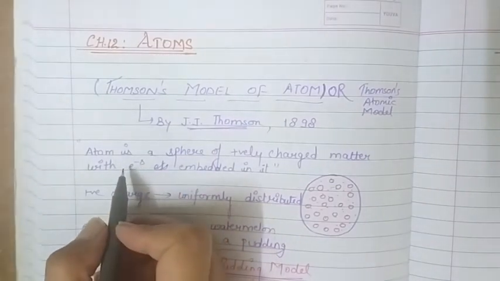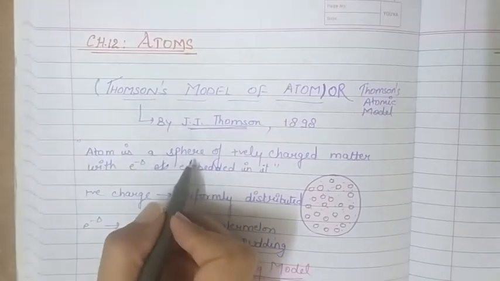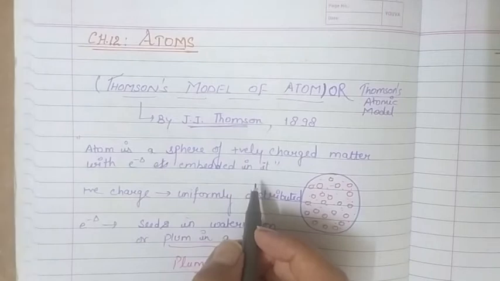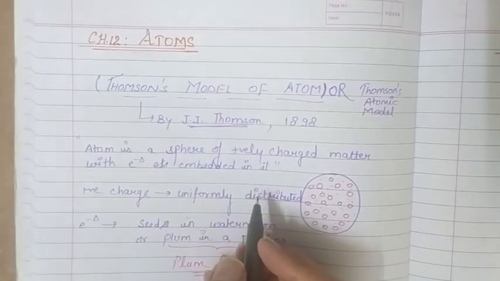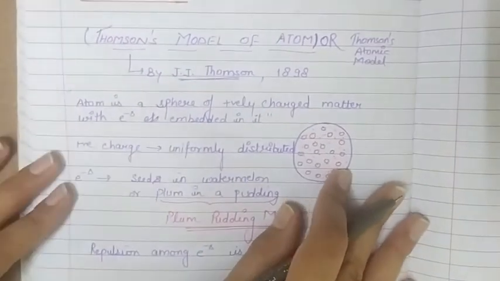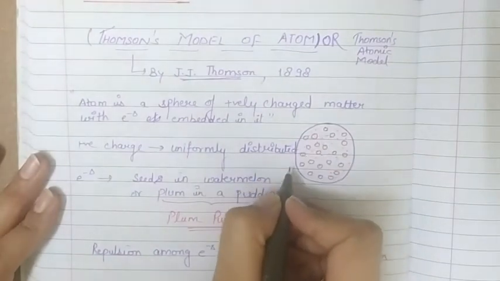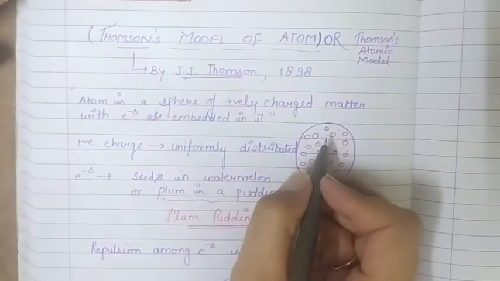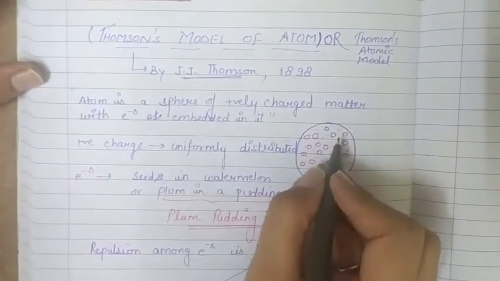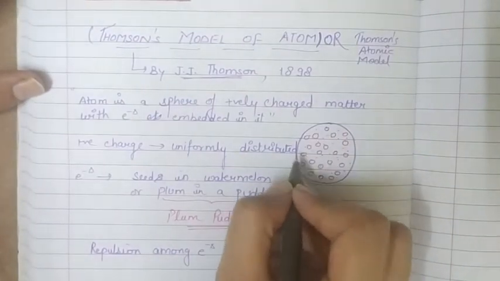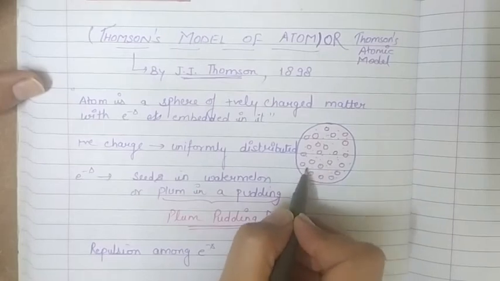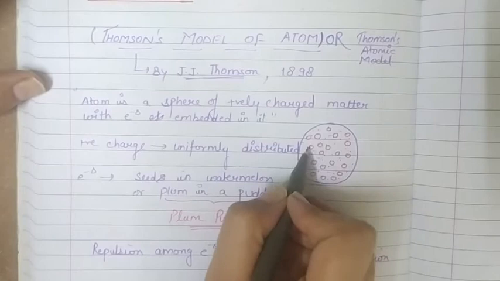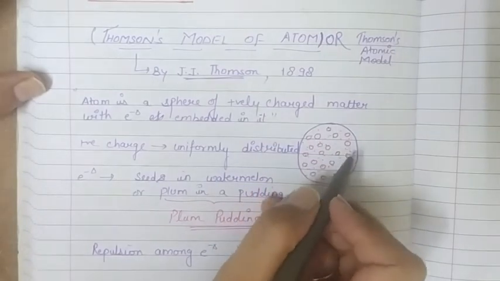So according to him, atom is a sphere of positively charged matter, and there are electrons embedded in it. So here you can see in the diagram, this is how he showed the structure of atom. According to him, atom is a sphere. This is a sphere of atom, and the dots here represent the positively charged matter, and these pink circles represent electrons.